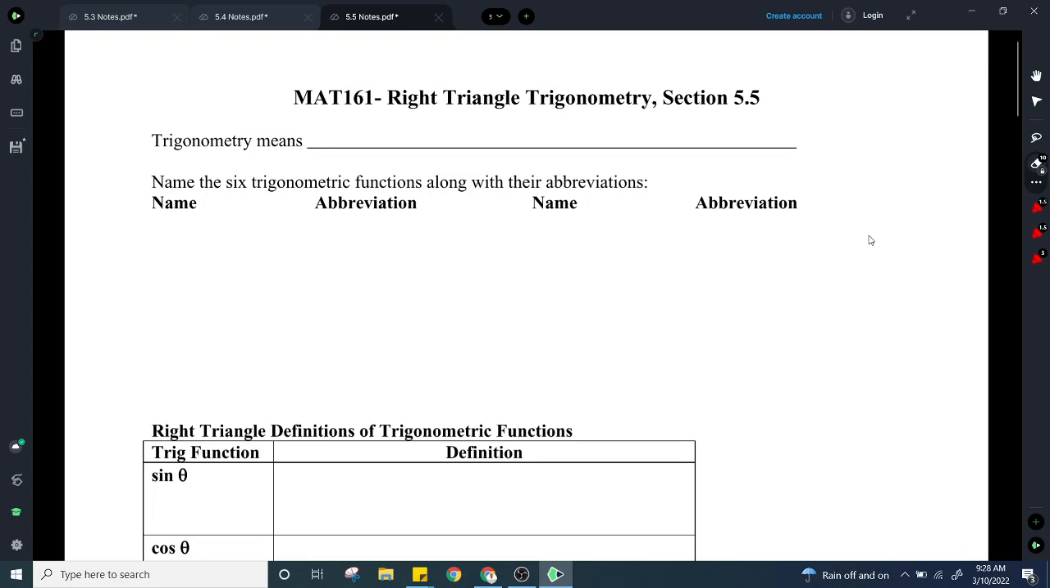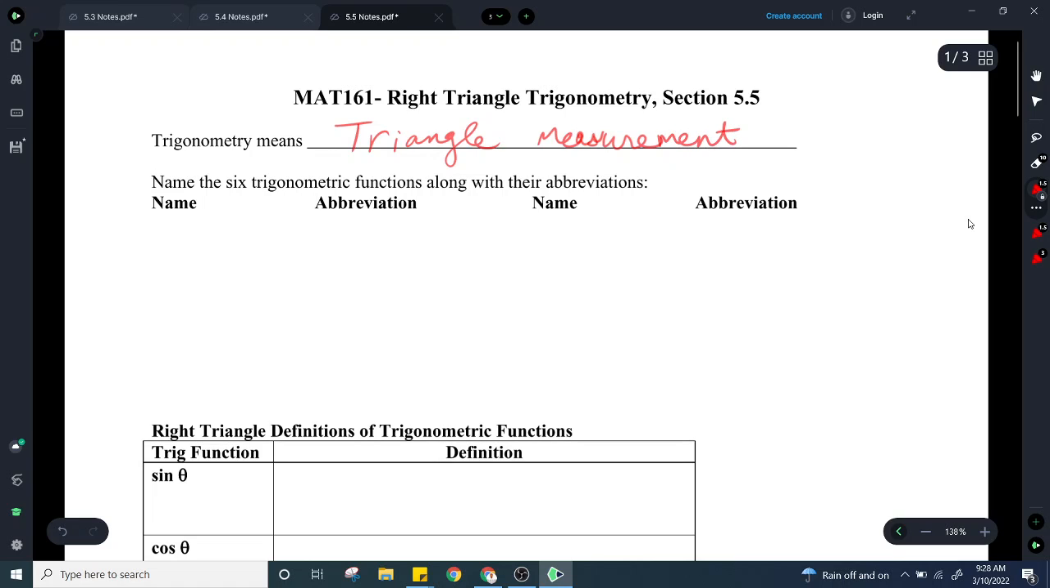So I'm looking at the notes for section 5.5. At the top it says trigonometry means, I think I mentioned this once before, but it literally means triangle measurement. In case you're interested, a little piece of trivia there for you. Everything's really based on a triangle of some sort, and we're going to look at right triangles today.